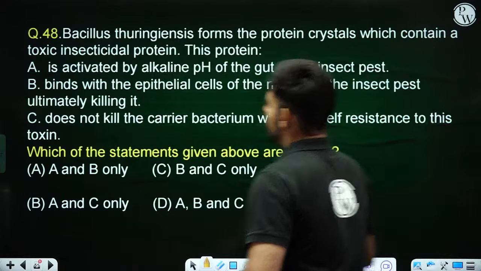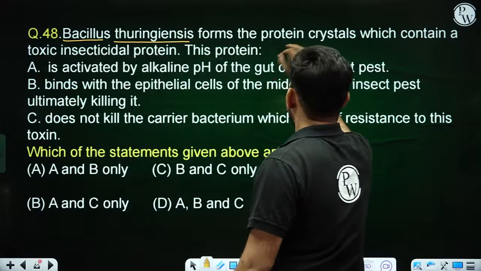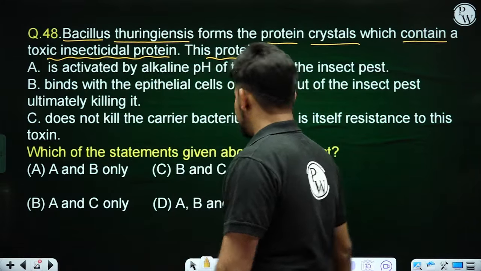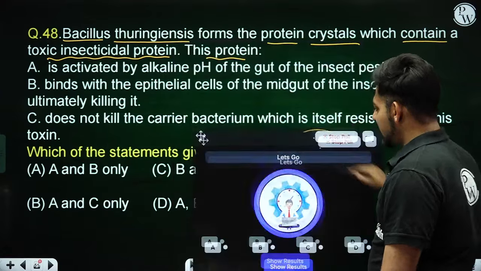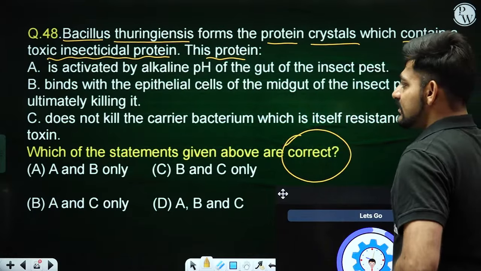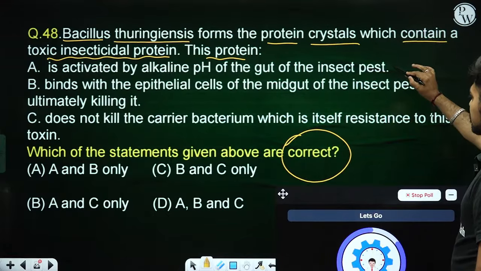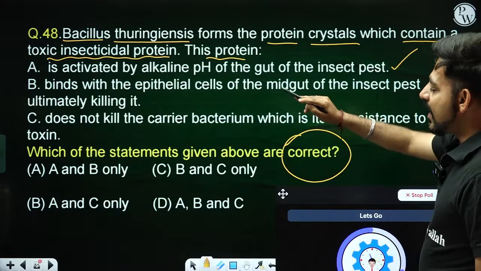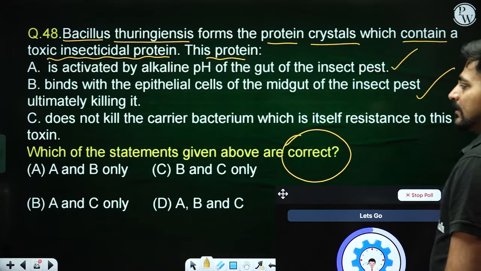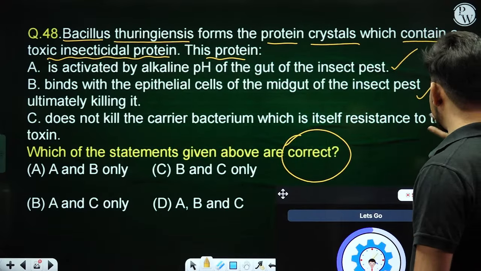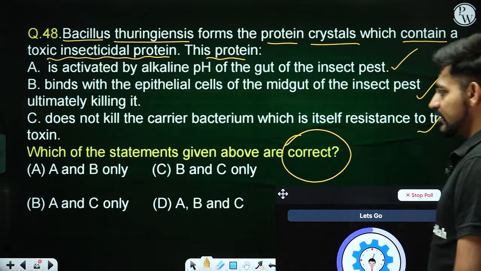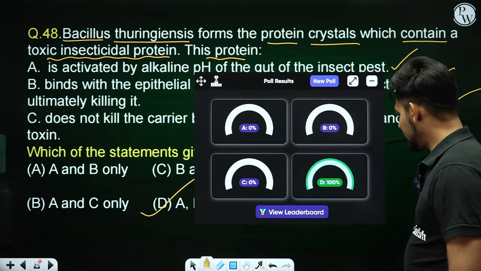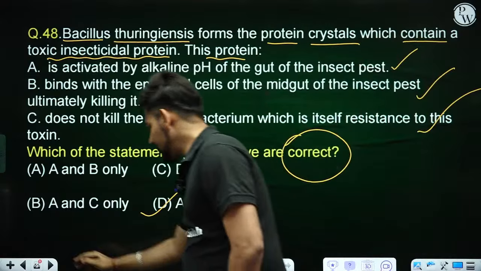Coming to question number 48, Bacillus thuringiensis forms protein crystals which contain a toxic insecticidal protein, and we have to find out the correct statements. Starting the poll here and reading the statements. That is activated by the alkaline pH of the gut of the insect pest? Yes. Binds with the epithelial cells of the midgut of the insect pest and ultimately kills it by making pores? Yes. Does not kill the carrier bacterium which is itself resistant to this toxin? Okay. So here all are correct. So D will be the right answer, and let me check. Ayush has marked it right.